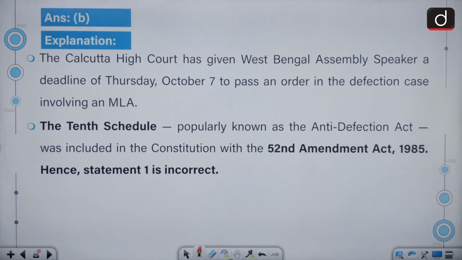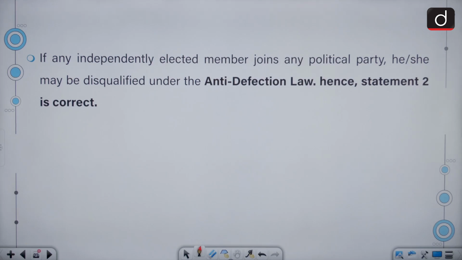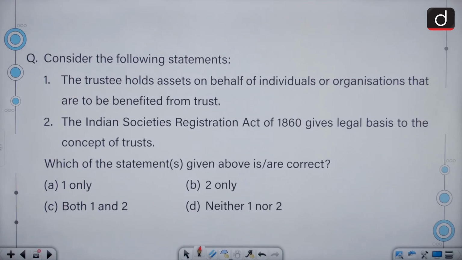The Calcutta High Court has given the West Bengal Assembly Speaker a deadline of Thursday, October 7, to pass an order in the defection case involving an MLA. The 10th Schedule, popularly known as the Anti-defection Act, was included in the Constitution with the 52nd Amendment Act of 1985. Moving on to the next question, consider the following statements.